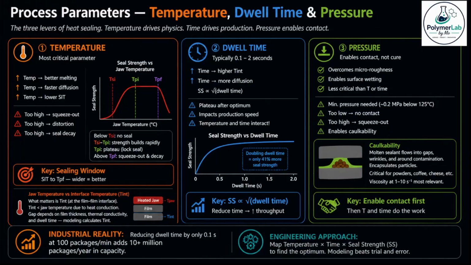Excessive pressure causes squeeze out. Molten sealant flows laterally out of the seal zone, which thins the seal and reduces the bond area.